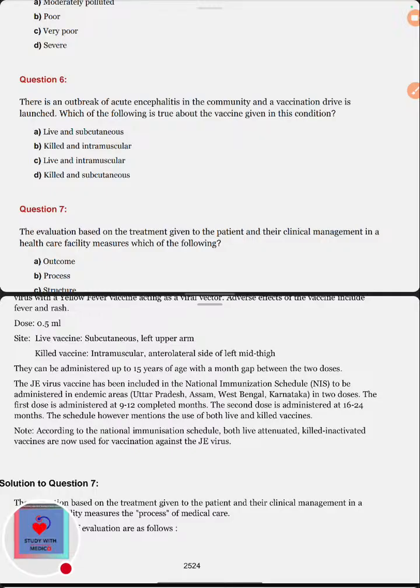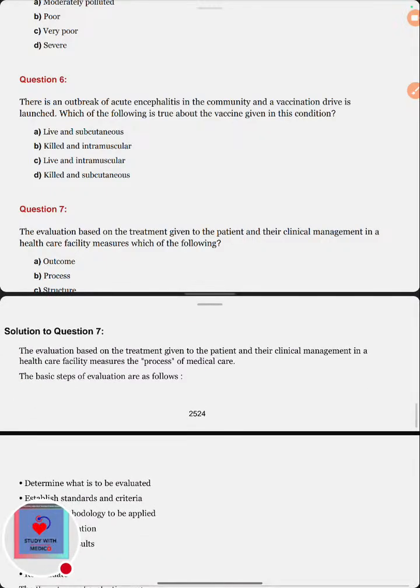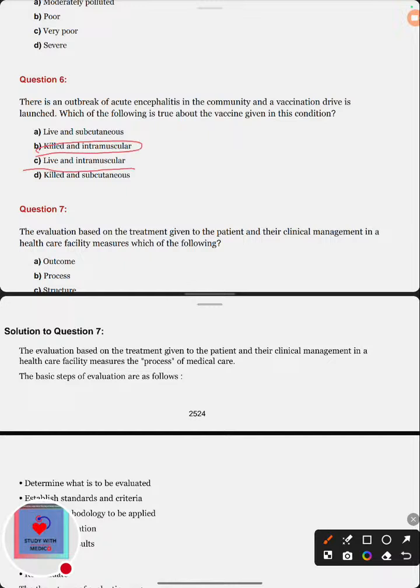Killed ones are more immunogenic. So killed and intramuscular. Correct answer is killed and intramuscular. The live one is given subcutaneous. This live one is not given. Killed one is given. Correct option is B. Killed one is given intramuscular. So it is more immunogenic.